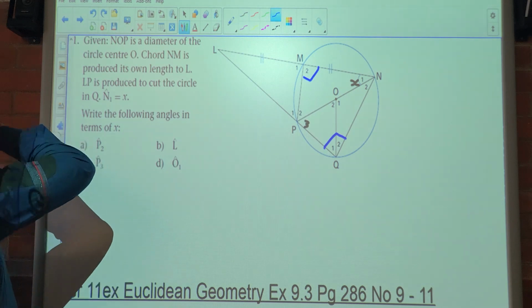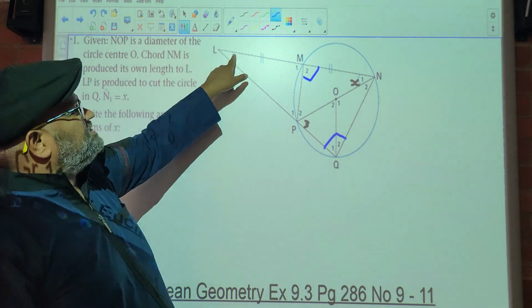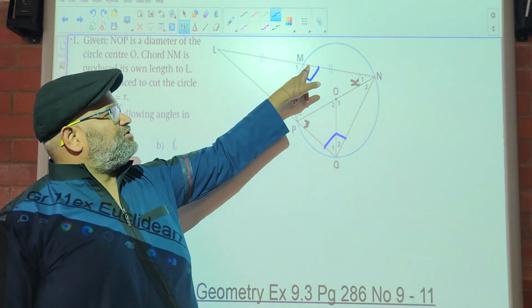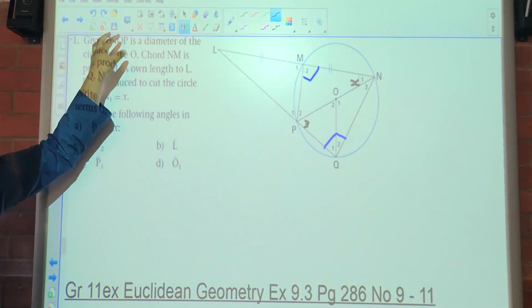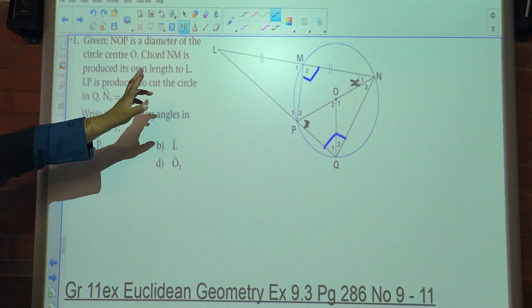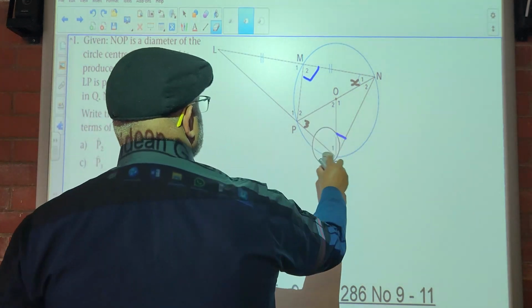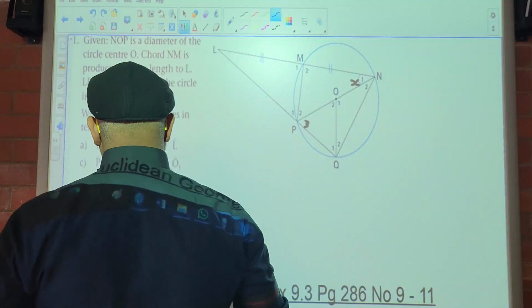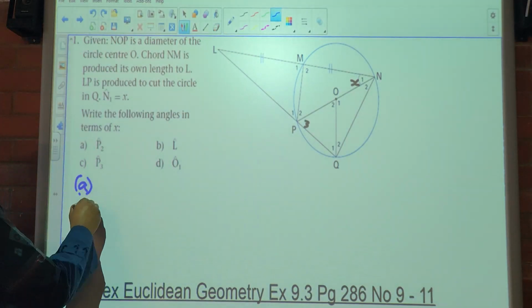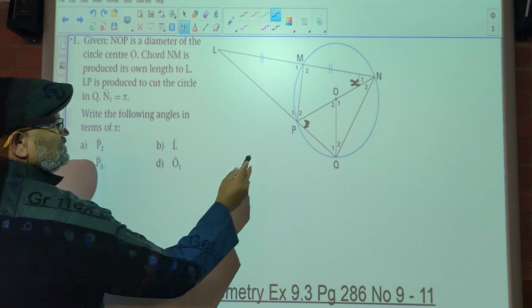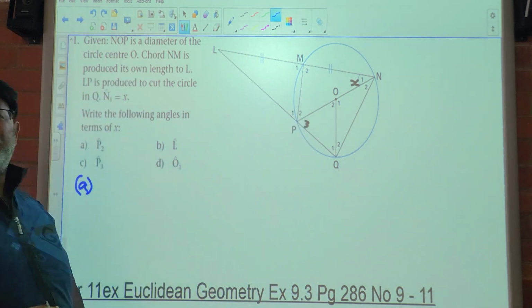Now, importantly here in the diagram, what do you notice? LM is equal to MN. Although it wasn't mentioned here, it's implied there because it is on the diagram. Okay, you guys understand? Right, so let's go. The first question I want you to answer is P2 in terms of x. There's P2. How are you going to calculate P2?